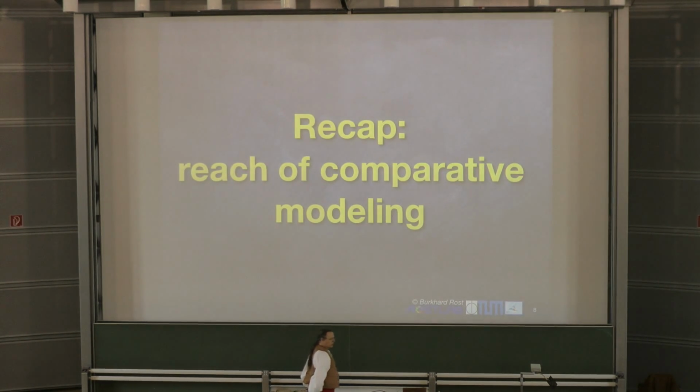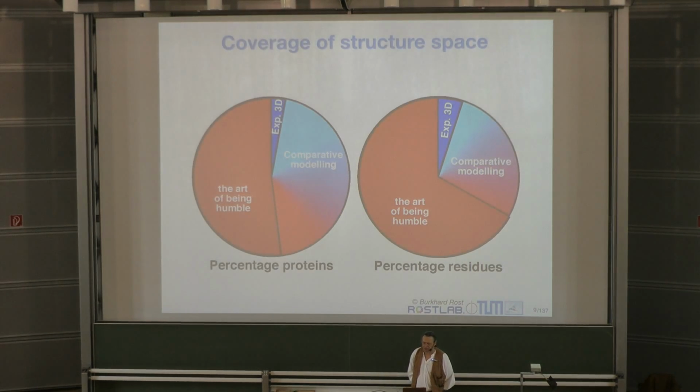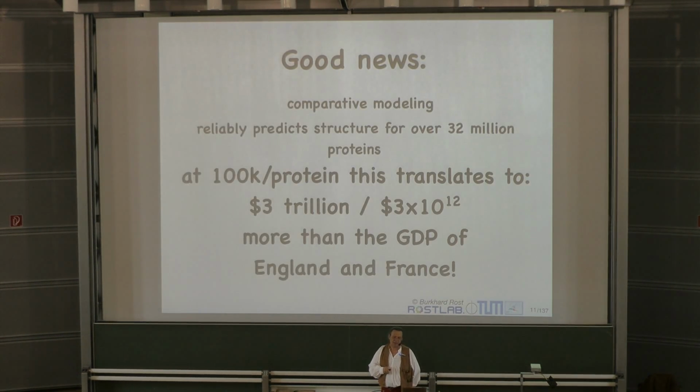All right, so the reach of comparative modeling. So about half of the universe we can reach with comparative modeling. It's a little bit less on the per residue level. So this is on the per protein level. So this sort of symbolizes the pie of all the protein structures. The blue is the fraction for which we have experimental information. And this one is where we can do comparative modeling. About a half. On the per residue level, the numbers are slightly lower.